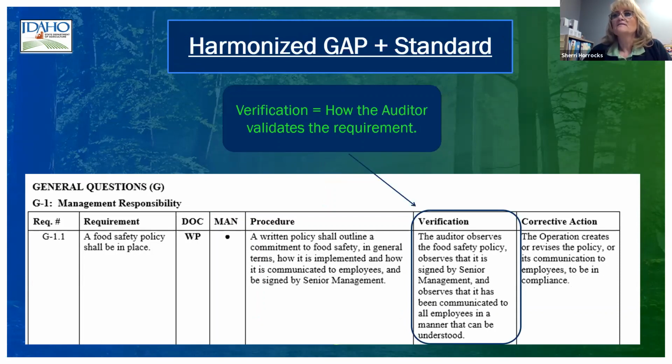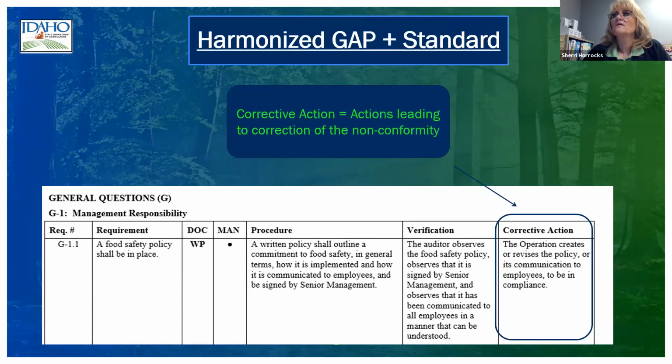Next slide. Next one is the verification. This is how the auditor validates the requirement, the records. So the verification section here, that's what we are looking for to make sure you receive compliance to the requirement. Next slide. Okay. Next is the corrective action. This is what the auditee is doing to correct the nonconformity. This is an action leading to correction of what may have been wrong at that point, and what you as a packer or a grower would be doing to correct if there was a corrective action needed. Next slide.